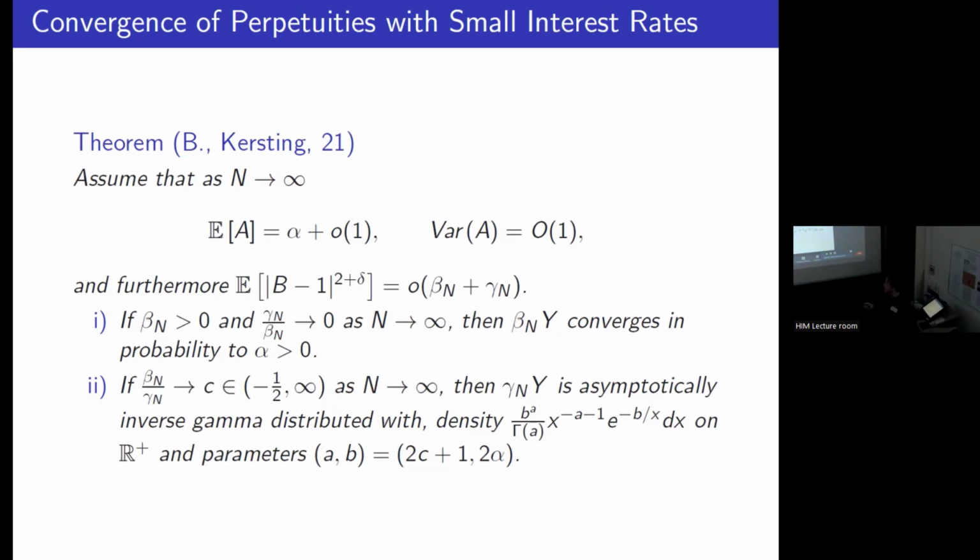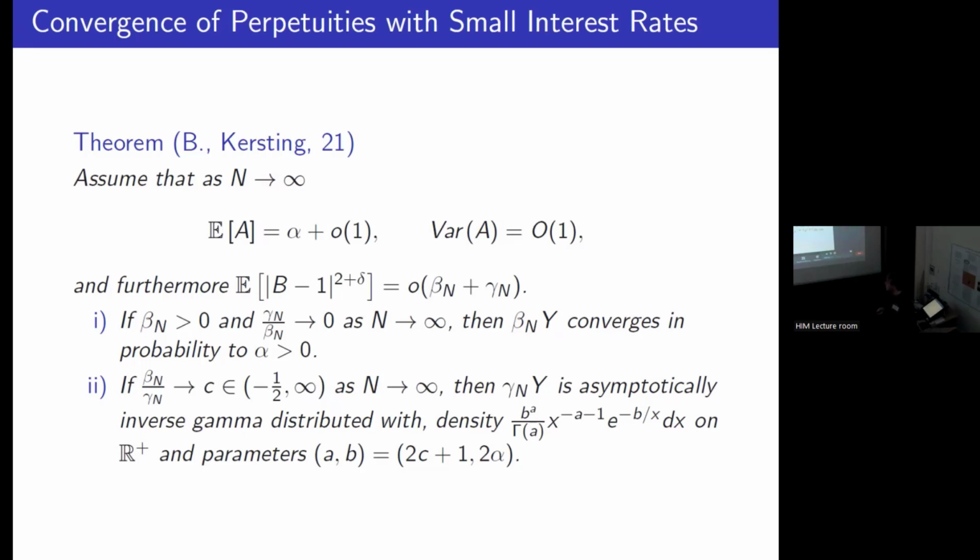On the other hand, if the expectation compared to the variance, and again note we are comparing expectations to variances, converges to some constant C, then gamma n times Y, so we have a different rescaling here, is asymptotically inverse gamma distributed, all right? It's some distribution with this density here, and we can also identify the parameters.